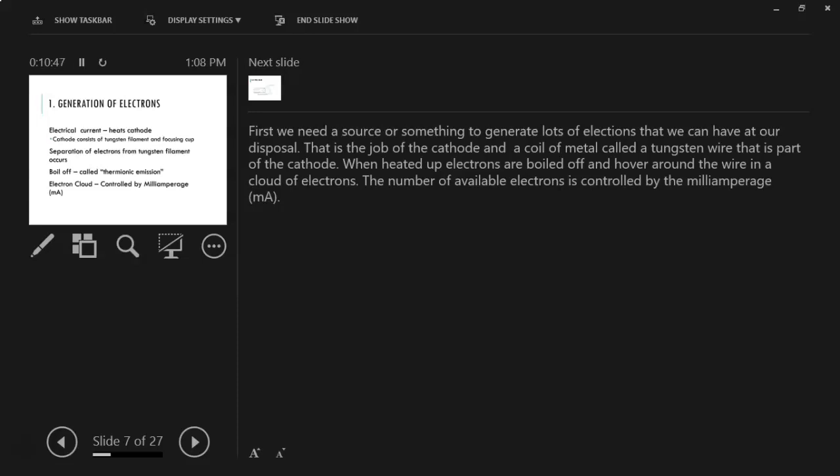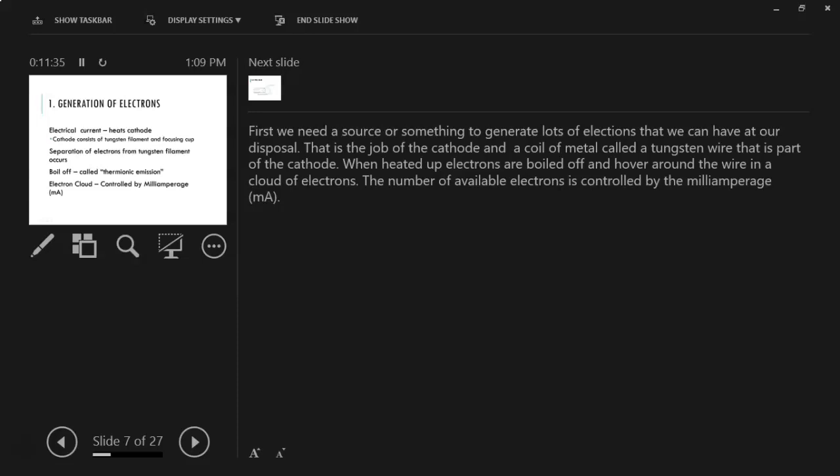It's a coil of tungsten metal, and it's part of the cathode. When this coil is heated up, electrons start boiling off of it. You give a little bit of electricity, a little bit of voltage, to the cathode and the tungsten coil, and electrons start boiling off. They don't go anywhere. They just hover around this coil in what's called thermionic emission, an electron cloud. They're just hovering there at our disposal, ready to be used when we need them.